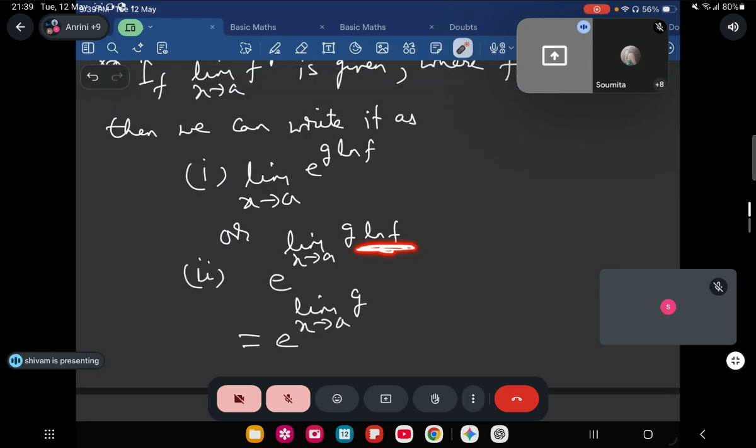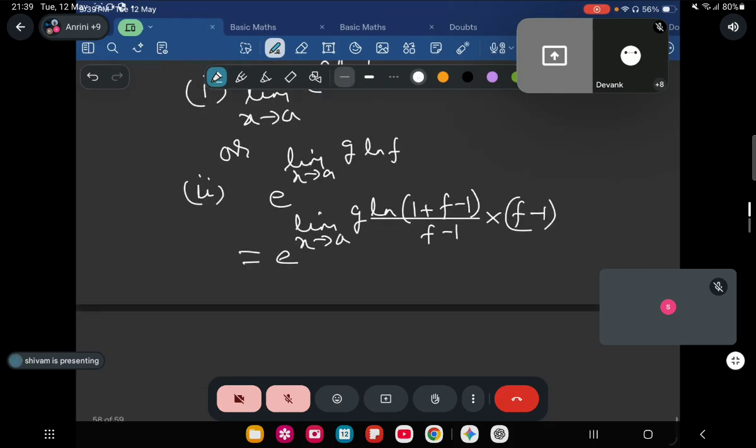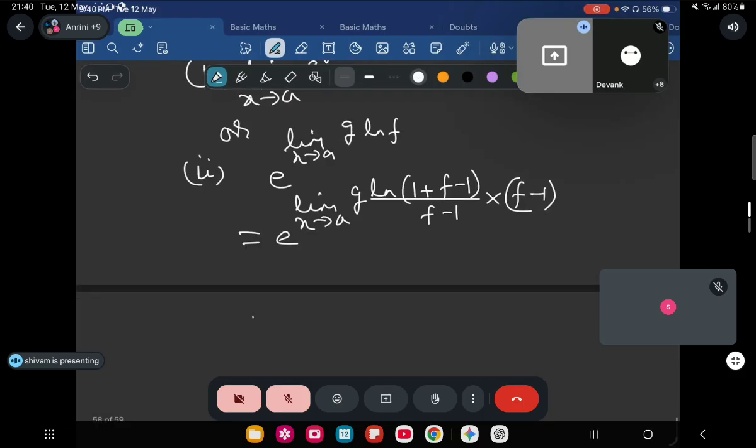Tell me. Whenever you are getting a logarithmic expression, what do we need to do? Tell me. To convert it into standard form. It should be ln 1 plus f, right? What happened, everyone? Are you paying attention? It will be 1 plus f minus 1, and then we need to divide by f minus 1, multiplied by f minus 1. Now see, everyone, this is the standard form. So it will become 1. So it will become e to the power limit x tends to a, g into f minus 1.